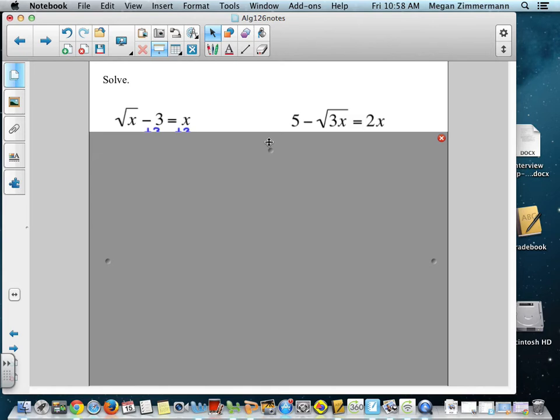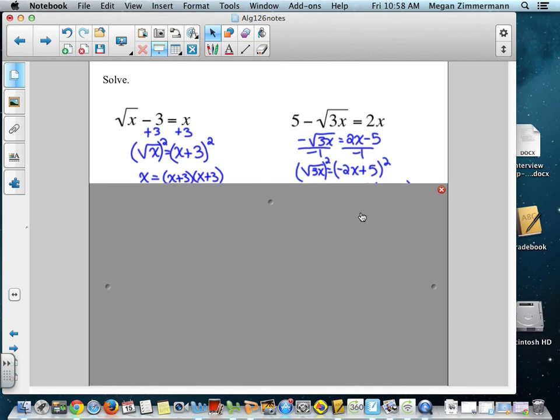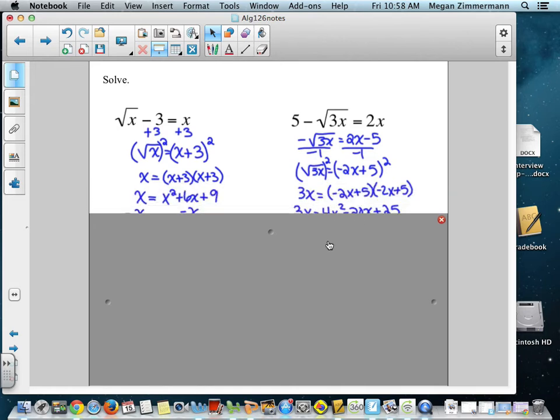Okay, we have 5 minus the square root of 3x is equal to 2x. So we want to isolate the square root on one side, so I subtracted 5 on both sides, and I got the negative square root of 3x equals 2x minus 5. So I have to get rid of that negative in front of the square root, so divide both sides by negative 1. Now that the square root is isolated on one side, square both sides, so the square root of 3x squared is just 3x, and then negative 2x plus 5 squared is that times itself. So I simplify that to get 3x equals 4x squared minus 20x plus 25.